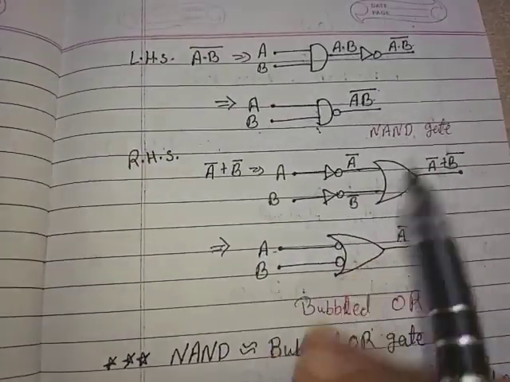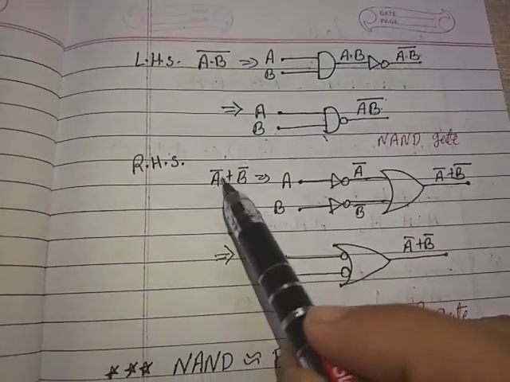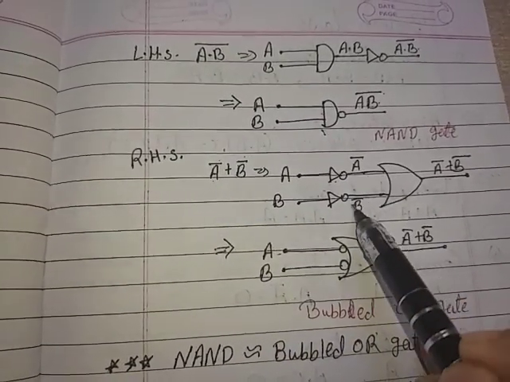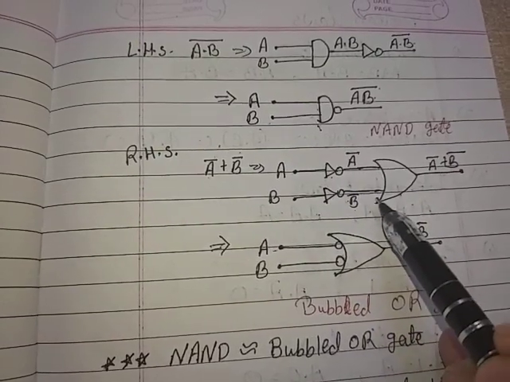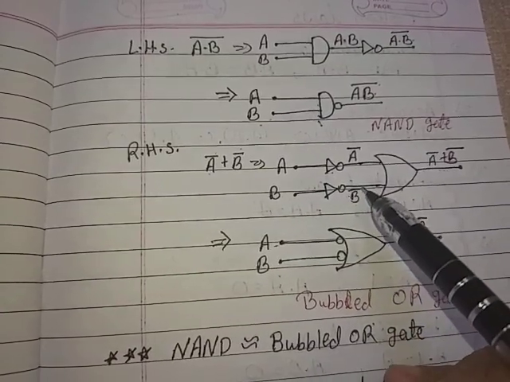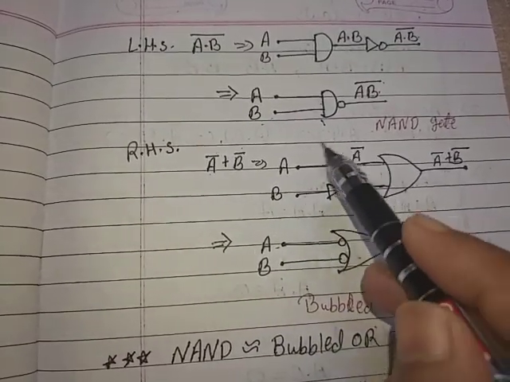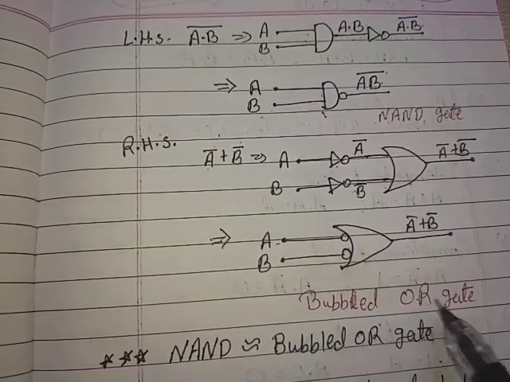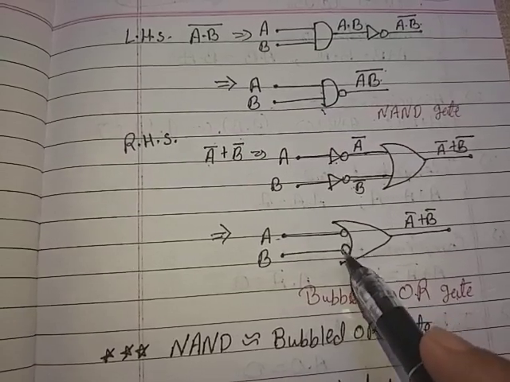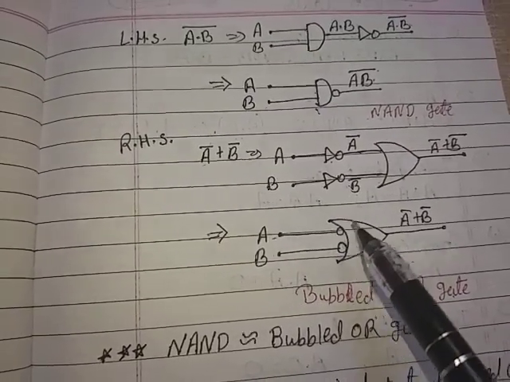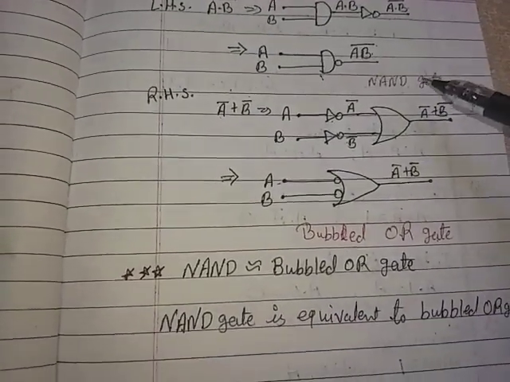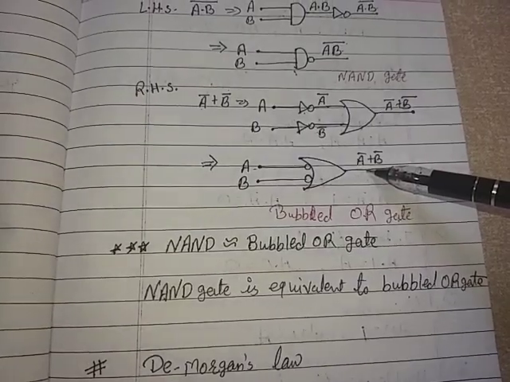Now for RHS we required A bar plus B bar. So first we will pass A through NOT gate and B through NOT gate. So we will get A bar and B bar, and these inputs are passed through OR gate, will give me A bar plus B bar. In the similar manner as we discussed in the previous law, this type of gate is known as bubbled OR gate, where bubbles are put at the input. Here it is. This is known as bubbled OR gate. So what we conclude from here, NAND gate is equivalent to bubbled OR gate.